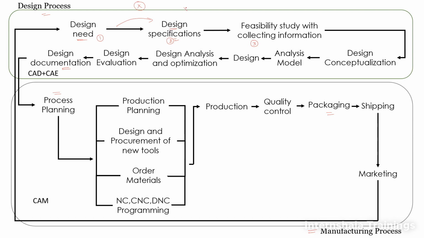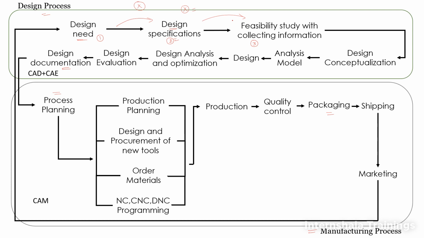For example, specifications like these should be the dimensions of the product, or the weight of the product should be under 1 kg or 2 kg, and likewise what the functionality of product X is. You will define all those things in the design specification stage. Once you have completed the design specification stage, the next stage is called the feasibility study, with the collection of information. So what is a feasibility study?